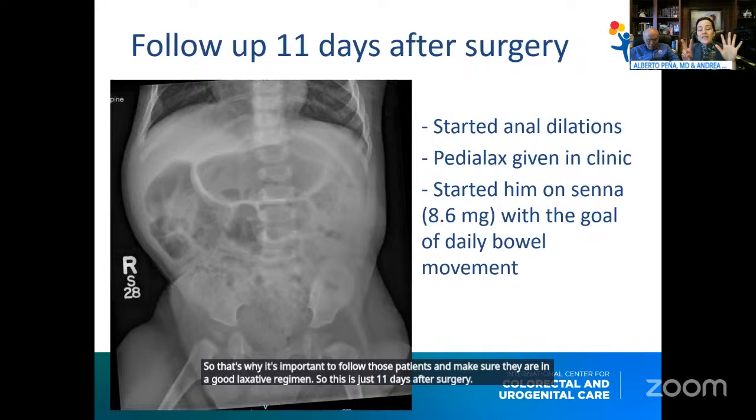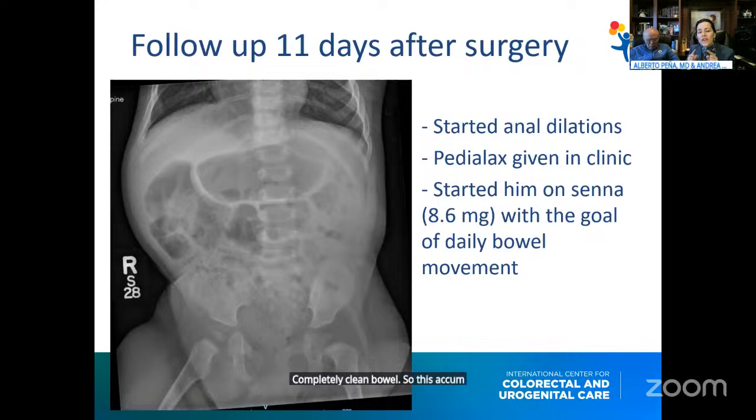Remember that for 7 days, the patient was NPO on TPN, and the patient had a completely clean bowel. So this accumulated in over a very short period of time. You want to comment? Yes.